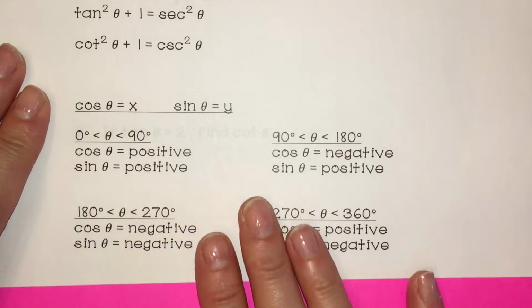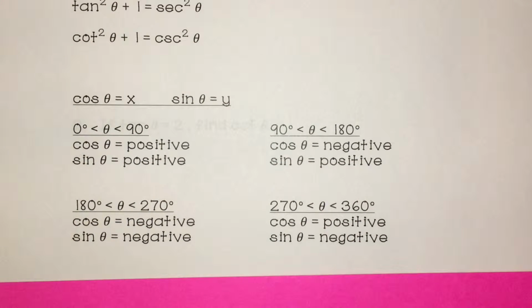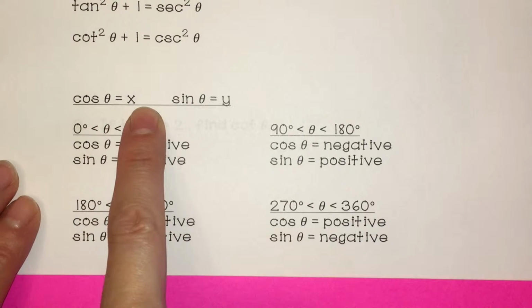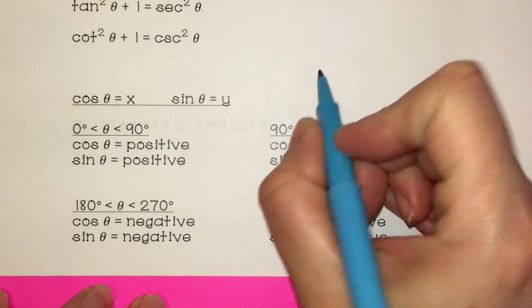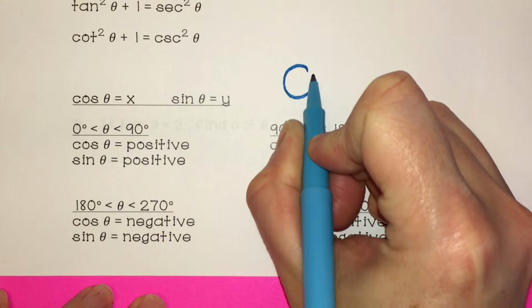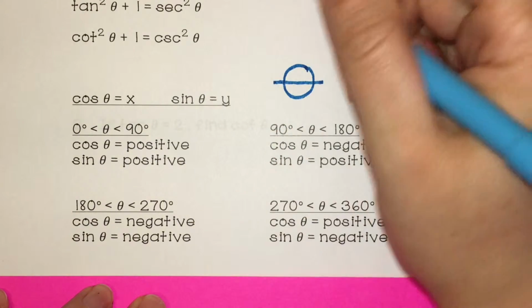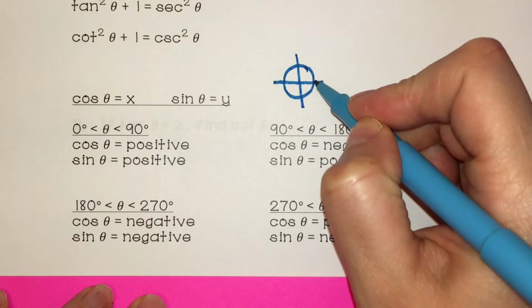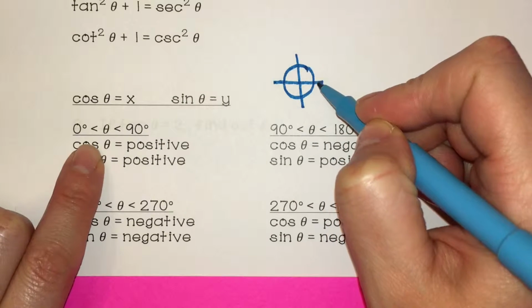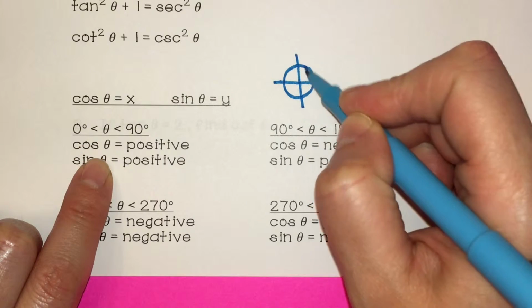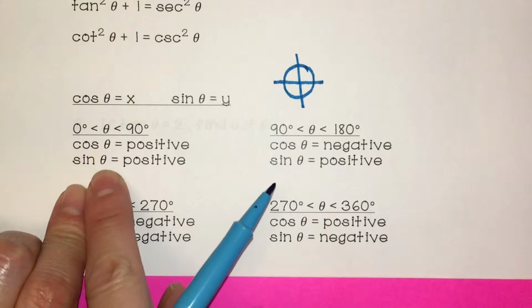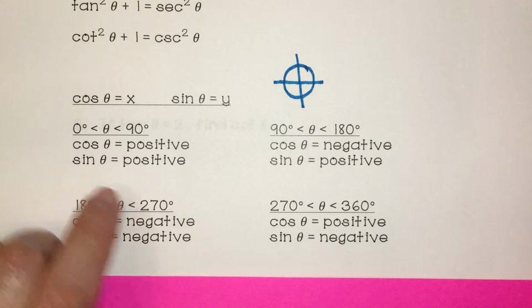The last part is just to look at where cosine theta and sine theta are positive or negative. So remember, cosine theta is the x value. If we're looking at the unit circle, sine theta would be the y value. So when we're looking at the unit circle, if we divide it up, we can think of it as quadrants. From 0 degrees to 90 degrees, both x and y are positive in this quadrant. So cosine theta and sine theta are both positive.